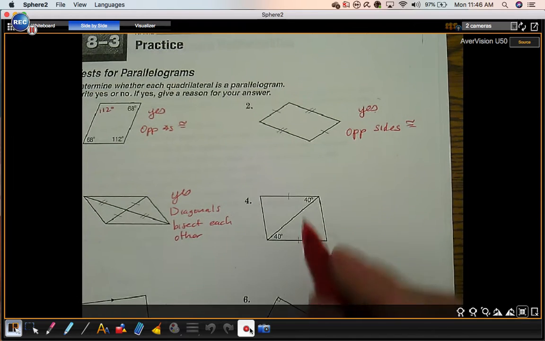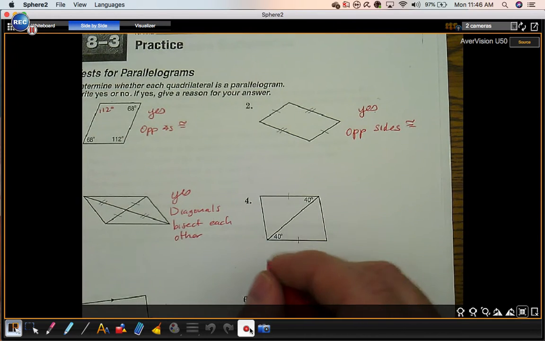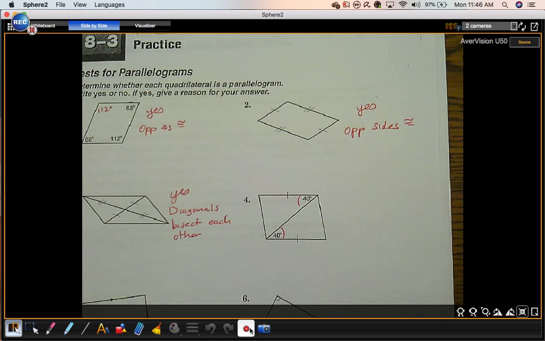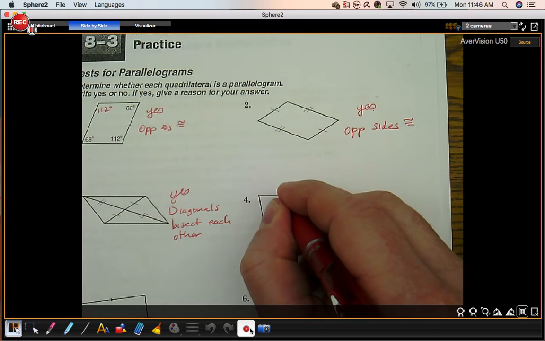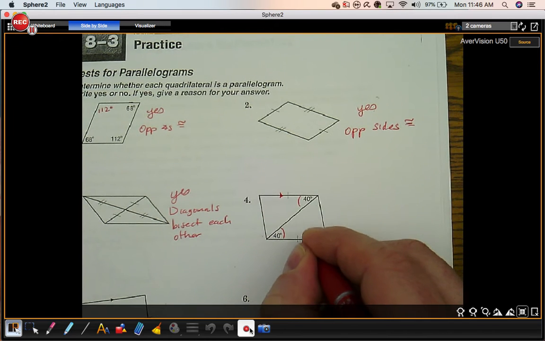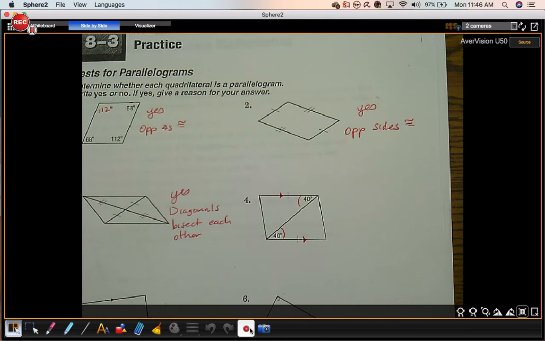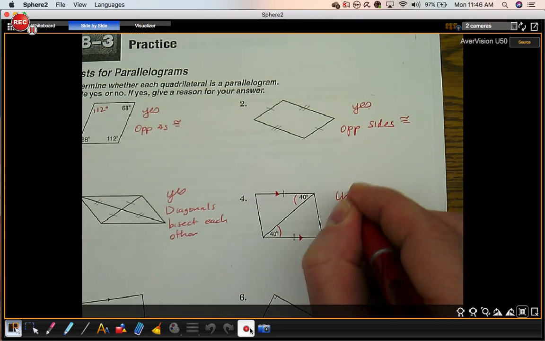Number 4, these are alternate interior angles. Notice how they're congruent. That creates parallel lines. So now we have one pair of opposite sides that are parallel and congruent. So that is a parallelogram.